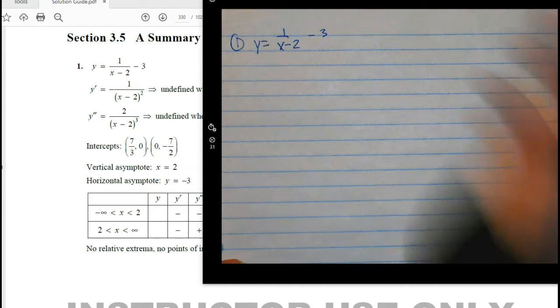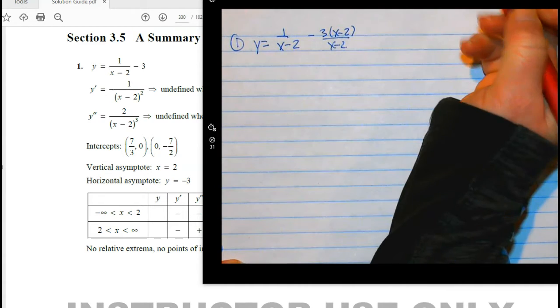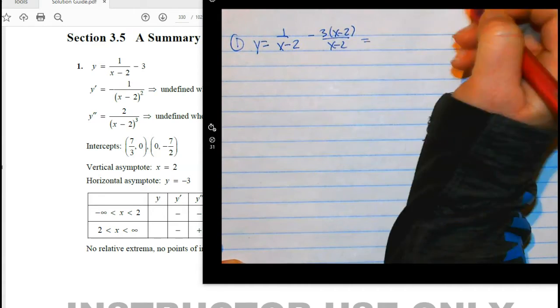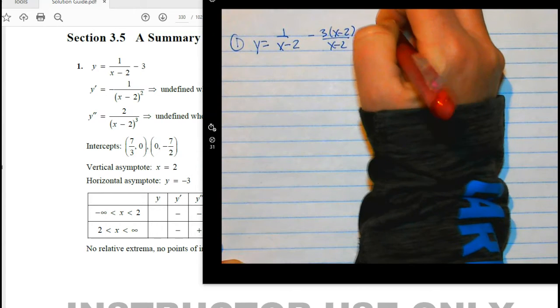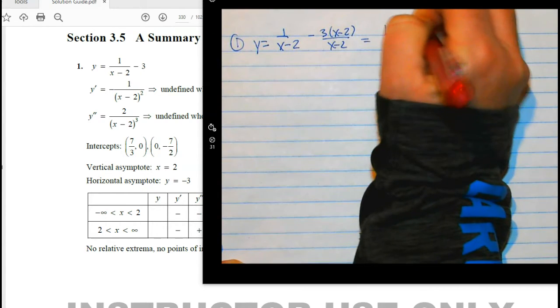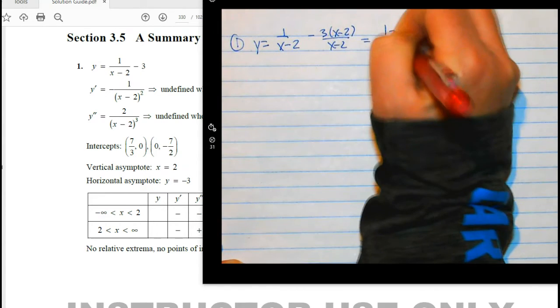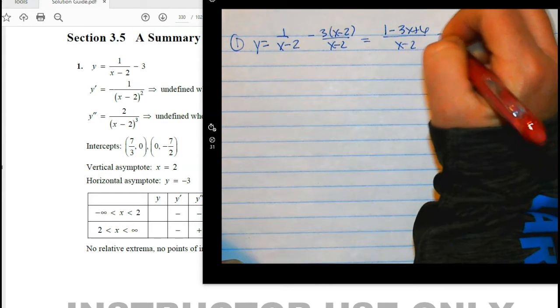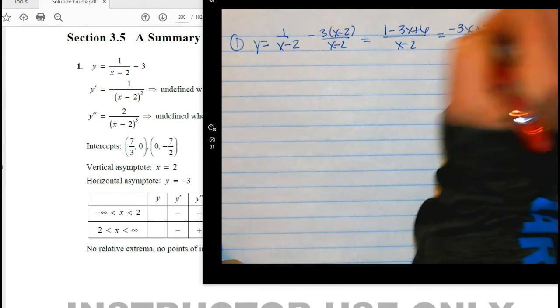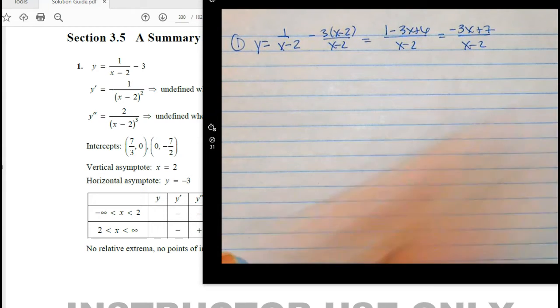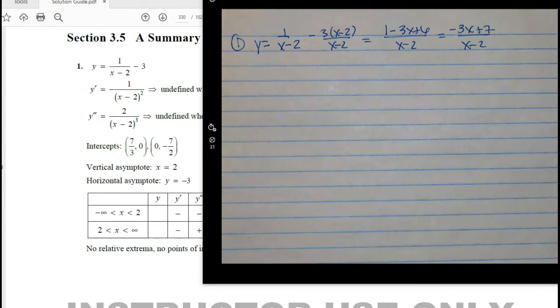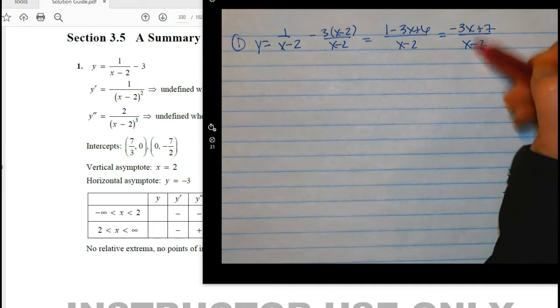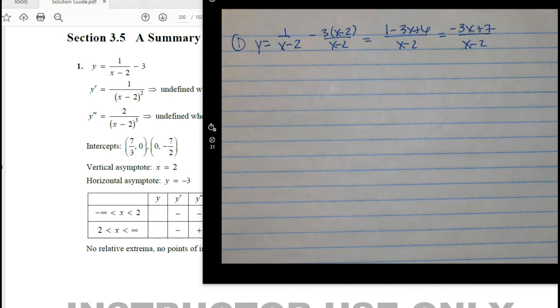So if x minus 2 is a common denominator, I'm going to multiply this by x minus 2 over x minus 2. Now they both have a common denominator. I can say y equals 1 minus 3x plus 6 over x minus 2. Combine it. So now I have negative 3x plus 7 over x minus 2. Now you're like, okay, vertical asymptote is x equals 2. Horizontal is they have the same degree. You can see it because it's one fraction.